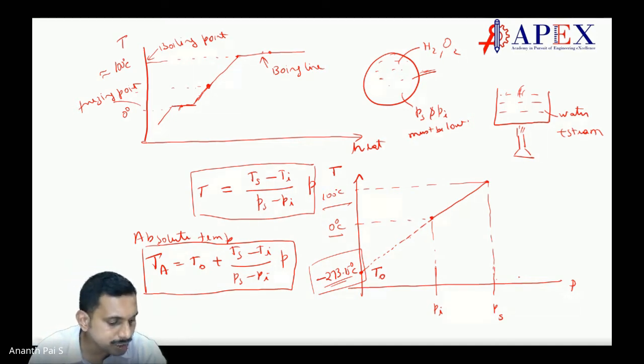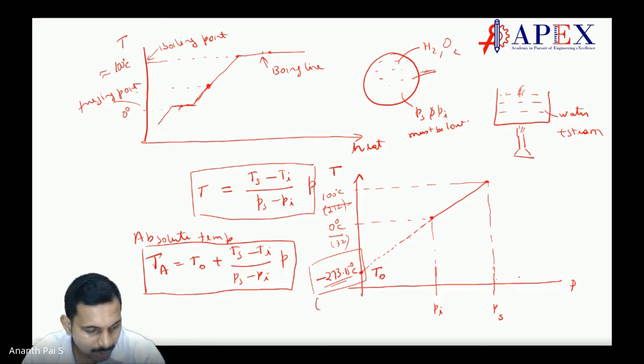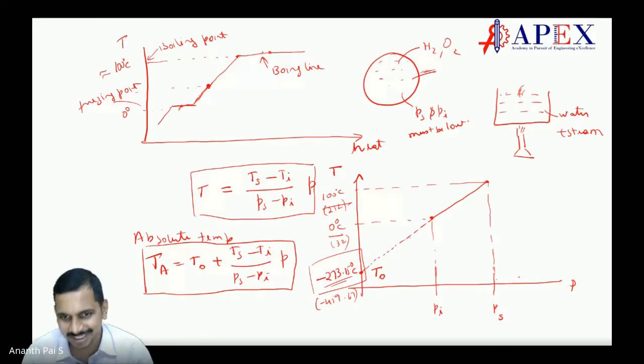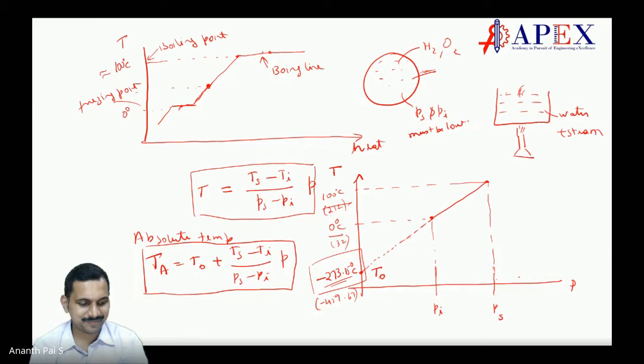In Fahrenheit, you say this is 212 and you take this as 32. Then this number would come as minus 459.67 degrees Fahrenheit. We will see that. Okay, sir, it depends on what you fix. Yes. I'm sorry, I'm making it a bit faster, I suppose.